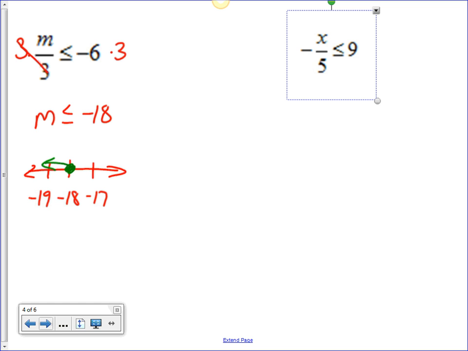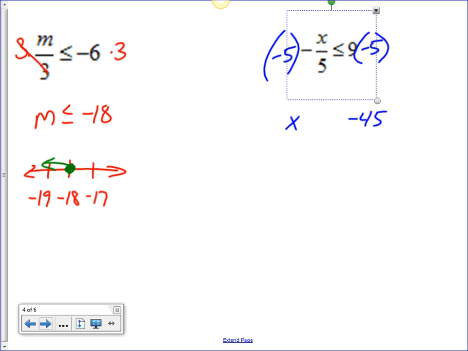I have a negative x divided by 5 is less than or equal to a 9. For this one, to solve for this one, I would multiply both sides by a negative 5. So if I multiply both sides by a negative 5, I would get a positive x. And on the other side, I'd get a negative 45.